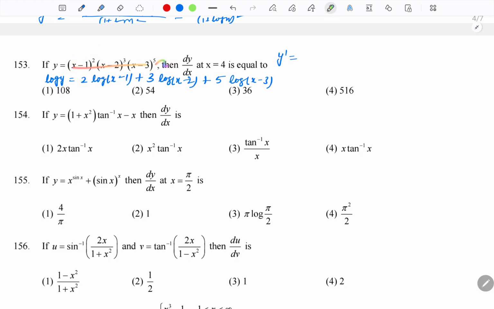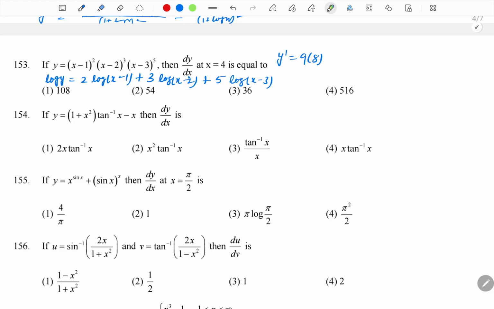What is the x value at y? 4. If I substitute, 4 minus 1, 3 all square. Next, 4 minus 2 all cube. Next, 4 minus 3, 1. The first one: 4 minus 1, 3 square, 9. Next, 4 minus 2, 2 cube, it's 8. Next, 4 minus 3, 1 power 5. 1 power anything is 1 only, so no need to write.